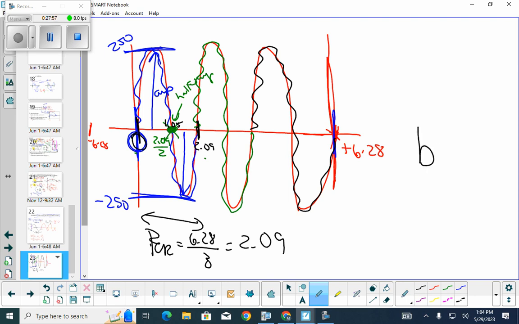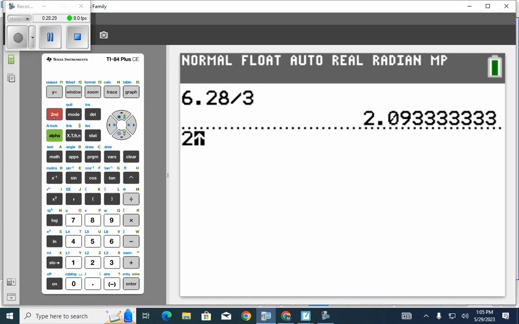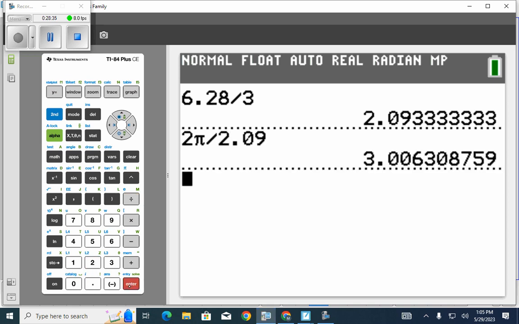So remember, to find the b value, the formula is 2 pi over period. How long is one of the patterns? How long is the cycle? 2.09. So on your calculator, go 2 pi divided by 2.09. You get out 3.01. So what is the b value to the nearest whole number? 3.